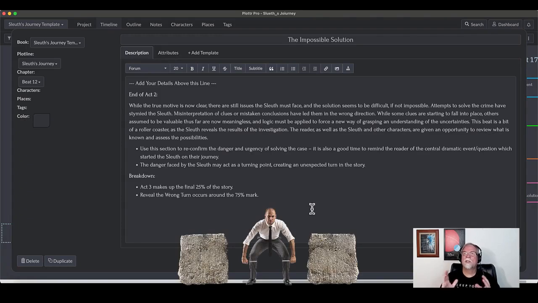Okay. And these beats can overlap a little bit or be pretty close together, but the true motive is now clear. There's still issues that the sleuth must face. He has to make sense of all these clues to kind of narrow this down to one suspect. And the solution seems difficult, if not impossible. He can go, well, there's all this evidence, but I can't tie it together. I don't know what the common thread is.